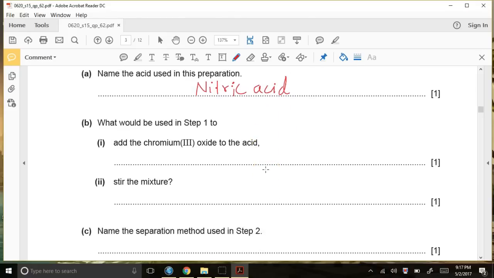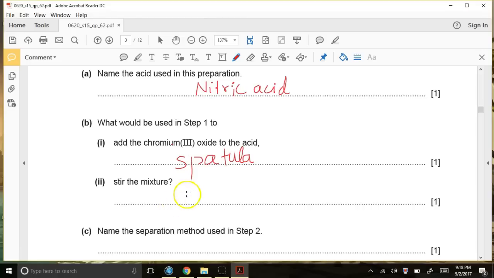B part says what would be used in step 1. Well, if you're going to add solid chromium oxide, there is a special apparatus used in the chemistry labs for it. And no, the answer is not spoon. I don't know, so many children love to put that word. We call it spatula. That's the spatula. You should look this up in Google image and just type in the word spatula, see what it looks like. At least you have a fair idea.